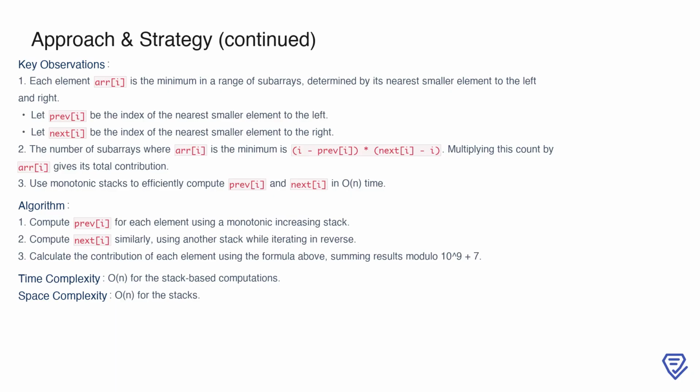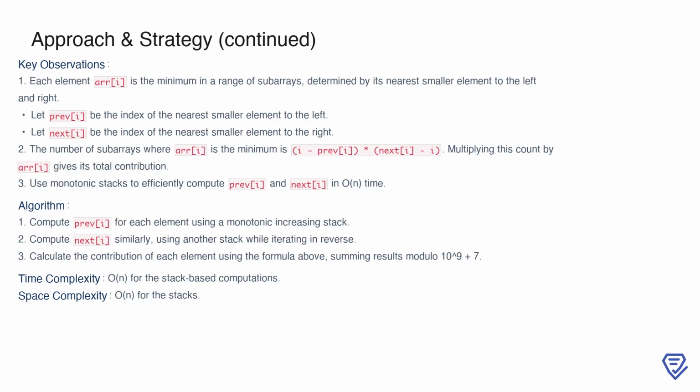Using these indices, the total number of subarrays where ARR[i] is the minimum can be calculated as (i - previous[i]) * (next[i] - i). Multiplying this count by ARR[i] gives the total contribution of the element to the overall sum. To find previous[i] and next[i] efficiently, we use monotonic stacks. These stacks allow us to calculate both indices in O(N) time.